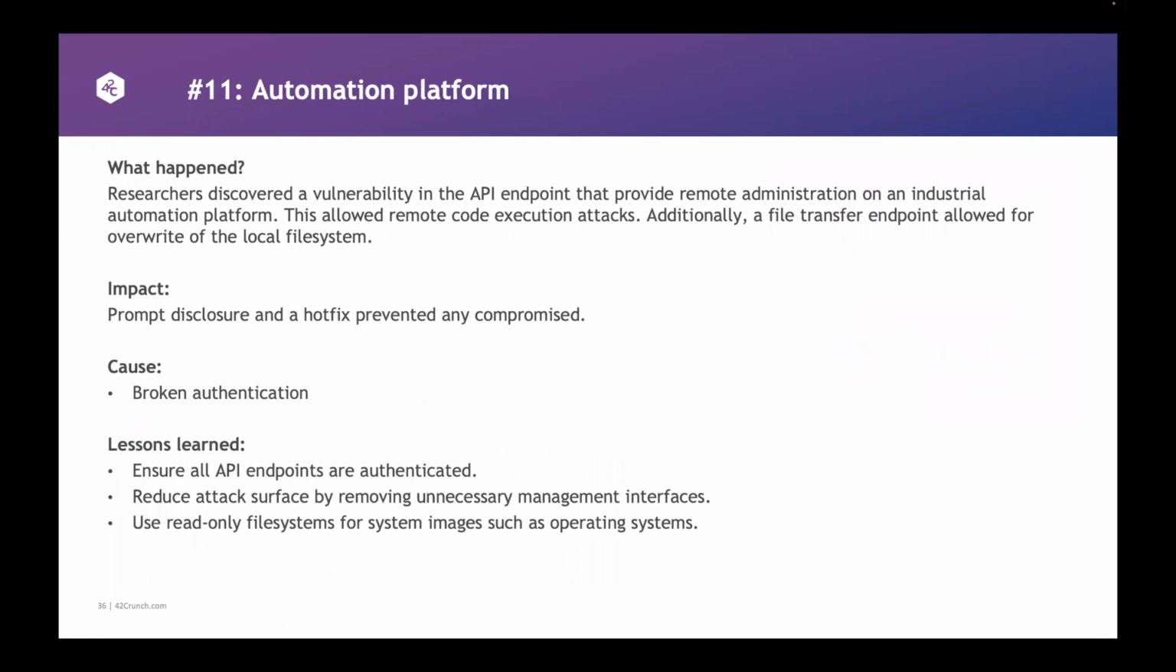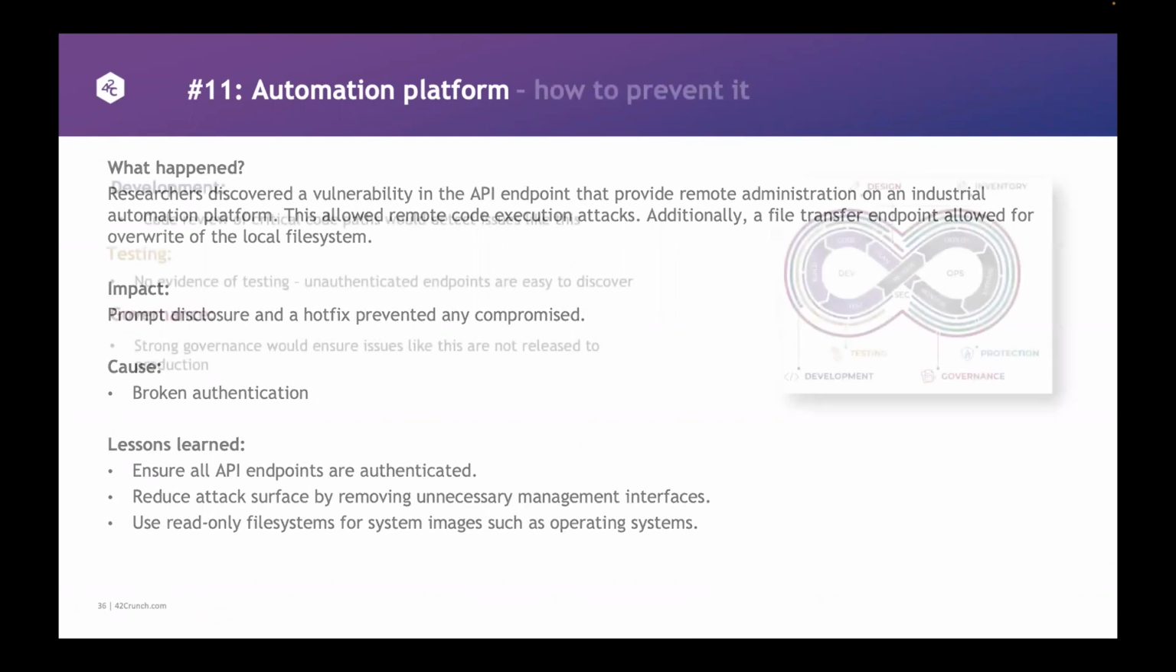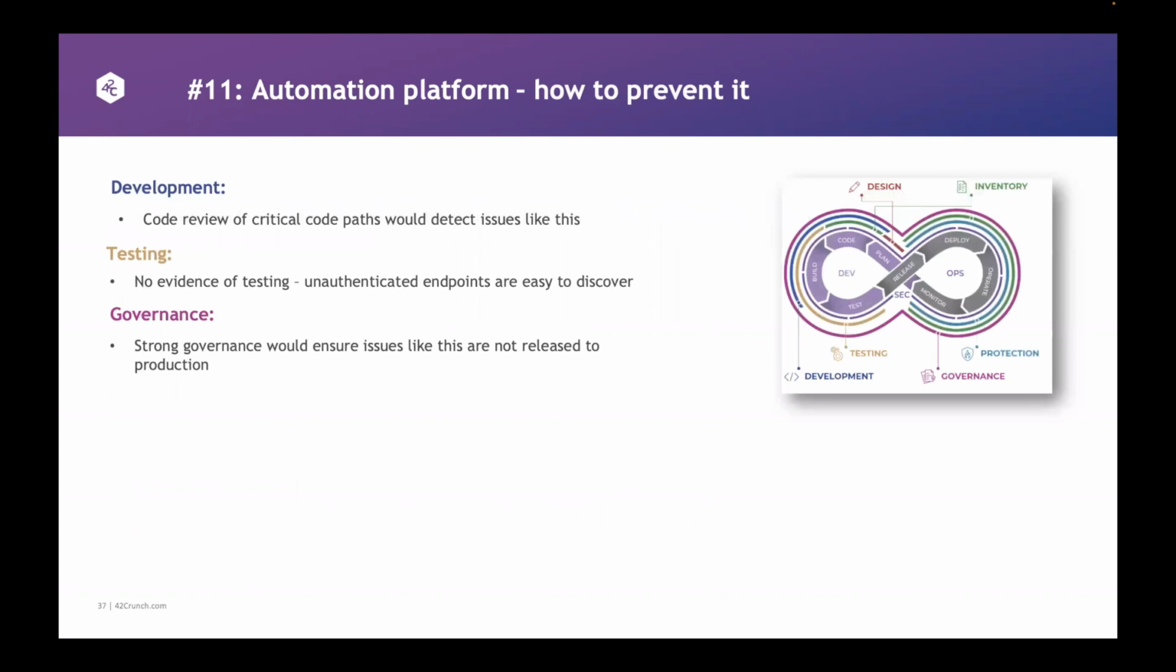Automation platform, this was another embedded system that allowed industrial control. And again, it was an RCE, remote code execution attack, also resulting from broken authentication. Pretty simple thing here. And again, code reviews and being able to test that. And again, that comment on strong governance on something that is going to exist for some time. Make sure that you're governing that process.